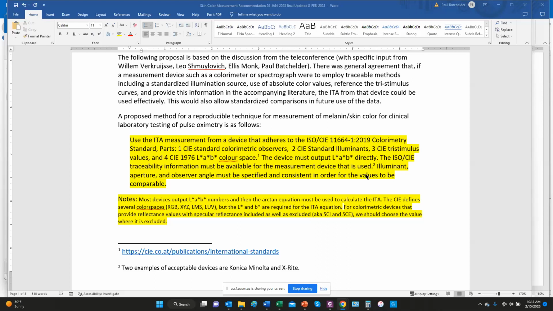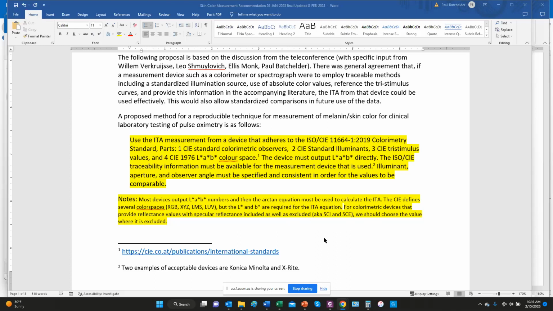requiring that the illuminant, aperture, and observer angle must be specified and consistent. And then we talked a little bit about the LAB numbers and the fact that we use the arctan equation, which is a basic trigonometric function, to calculate the ITA. The CIE defines several color spaces, but the L star, B star are required for the ITA calculation. And so for colorimetric devices that provide reflectance values, we also wanted to require to use the value where the reflectance is excluded.